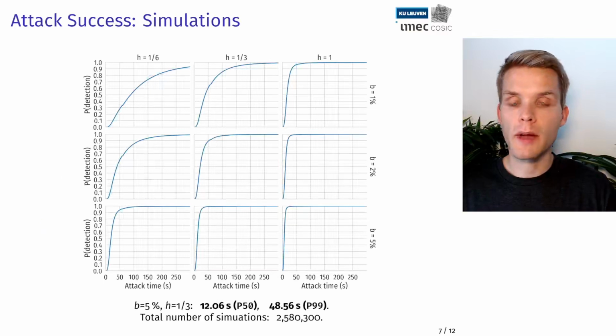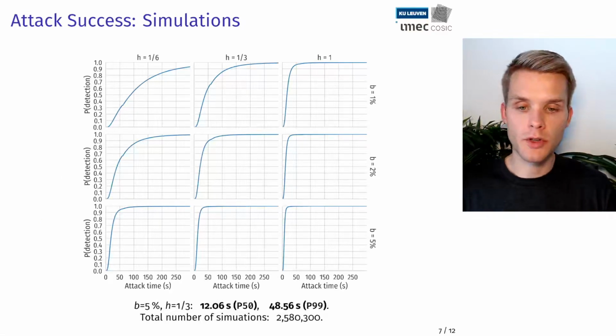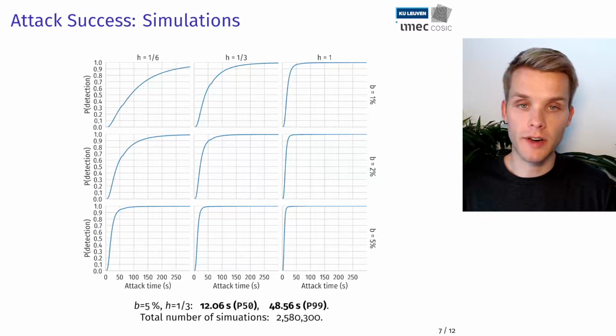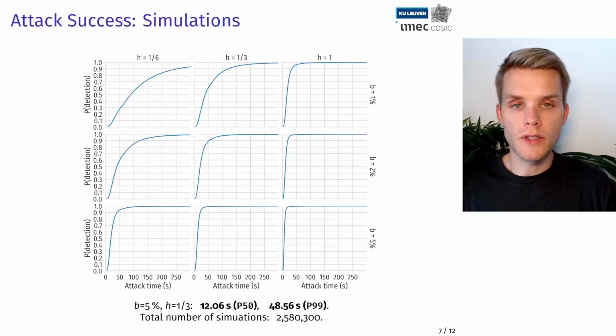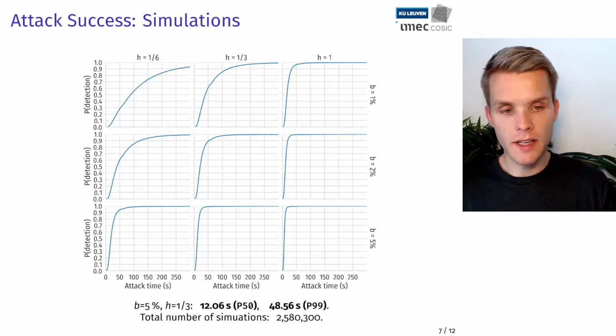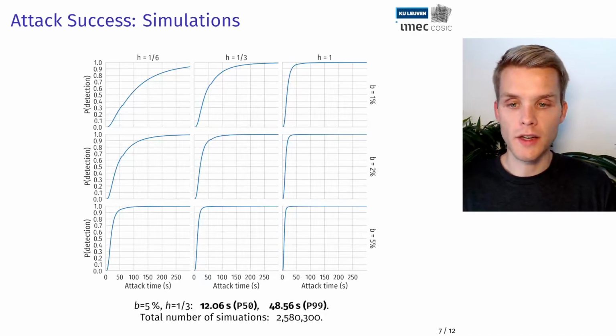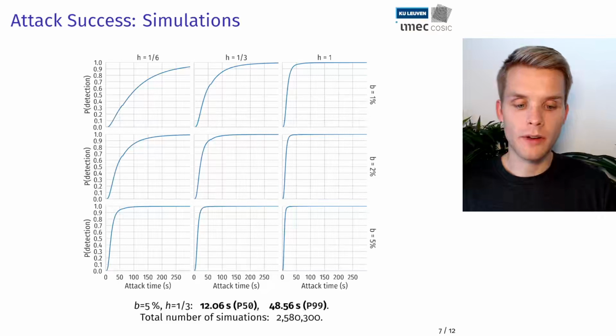So looking at the main result plot, this is a cumulative distribution plot, and you can see that the strength of the adversary increases from top left to bottom right. In the columns, you have the share of the hidden service directories that the adversary controls, and in the rows, you see the relay bandwidth share of the adversary.